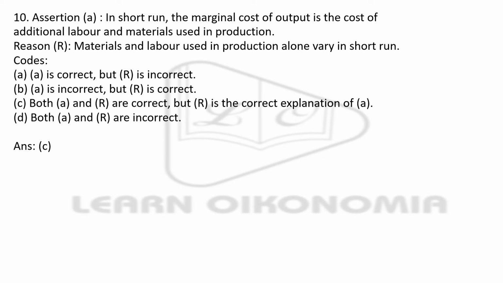In the short run, the marginal cost of output is the cost of additional labor and materials used in the production. The reason given is materials and labor used in production alone vary in the short run, and the right answer is option C. That is, both assertion as well as reason are correct, and the reason is the correct explanation of the assertion. You know that marginal cost of output is a cost of additional labor and materials used in the production, so it is something which varies in the short run, right?